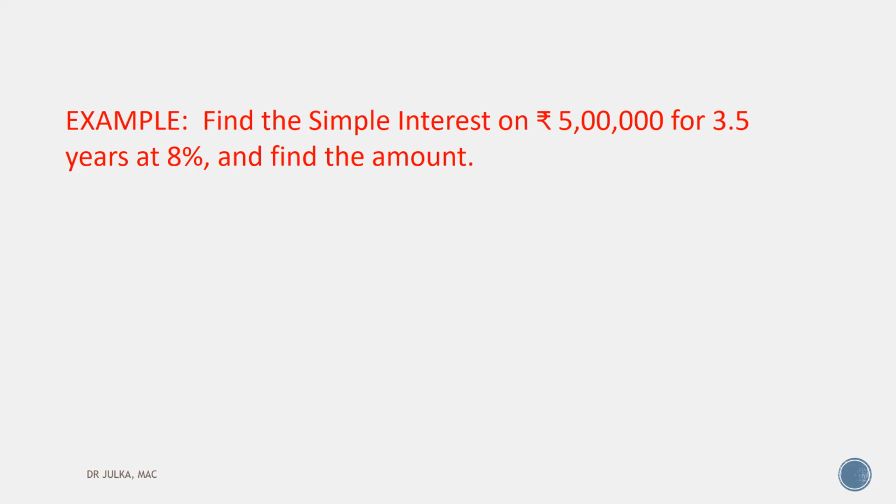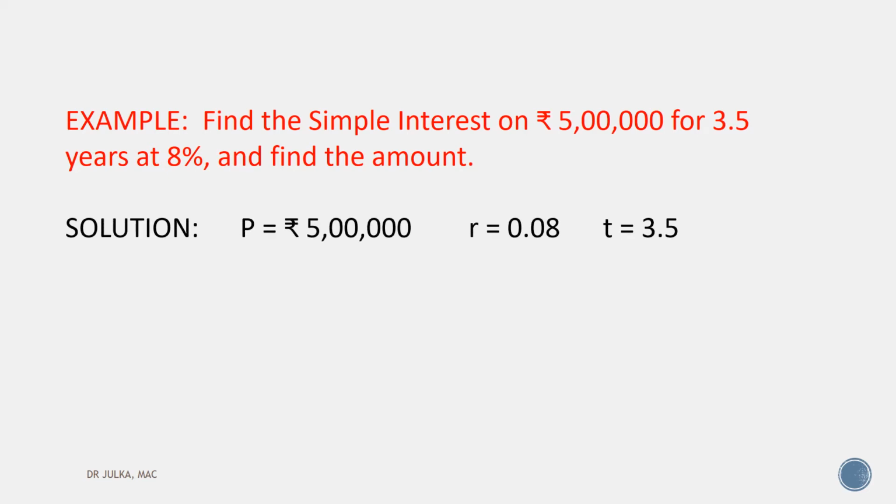In this example, we want to calculate simple interest on rupees 5 lakh for 3.5 years at a rate of interest 8%. And we also want to calculate the amount. In this question, principal is rupees 5 lakh, rate of interest 8%, this implies 0.08, and the time is 3.5 years.